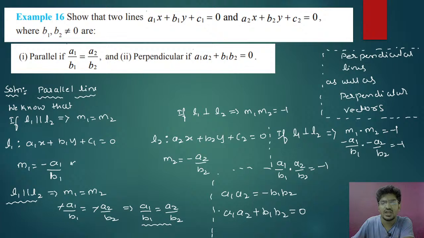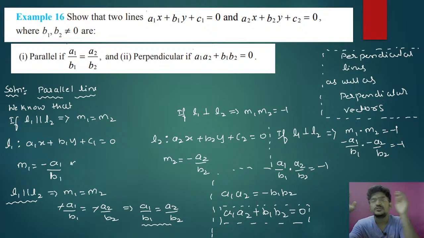So now we are at our required result. Clear? So that is, if two lines are perpendicular, A1 into A2 plus B1 into B2 equal to 0. Clear? So the similar conditions you are going to learn in the second year.